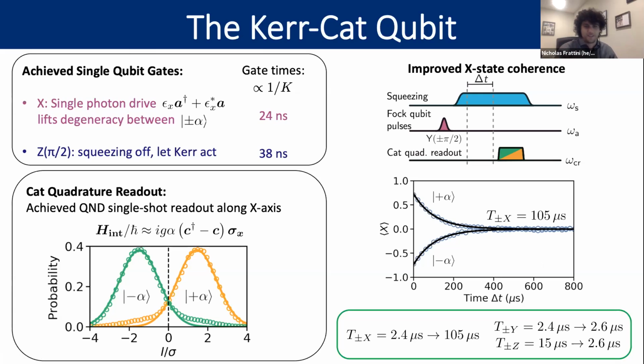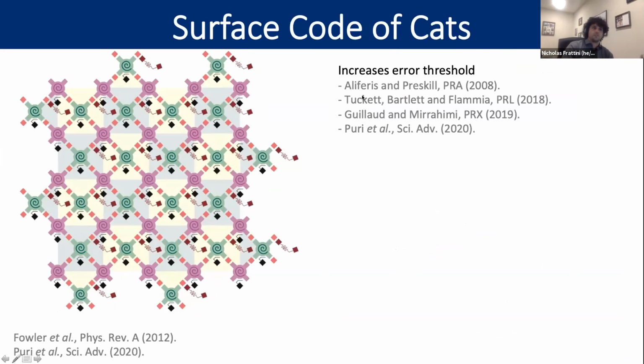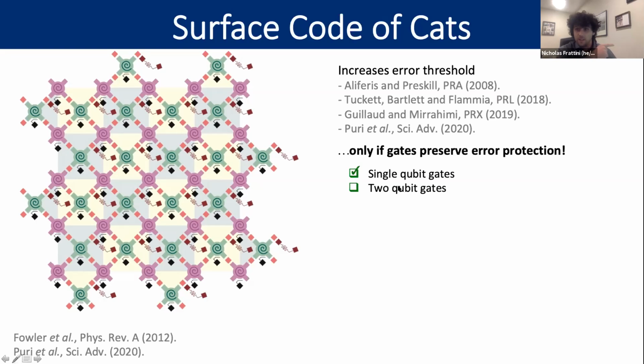Of course, a single qubit does not make a quantum computer, and so we need more, right? We need to go to more. And what Shruti already showed you in the grand vision of more is her stylized surface code of cats, which I'm showing over here. And she showed you that you were able to increase the error threshold, with the caveat that only if all the gates that you do preserve this protection, preserve this bias that we already worked so hard to create. Now we already have that for the single qubit gates.